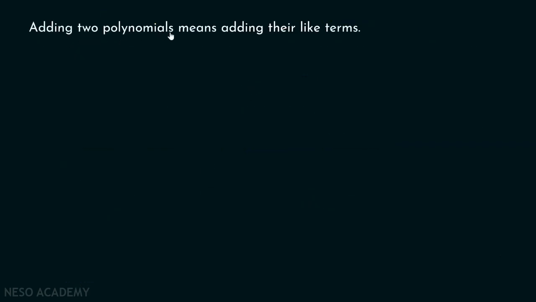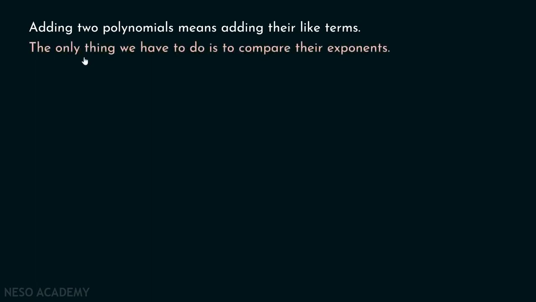Now adding two polynomials means adding their like terms. This is the simple thing we must always remember. Adding two polynomials means adding their like terms, and this simply means adding their coefficients. The only thing we have to do is to compare their exponents.